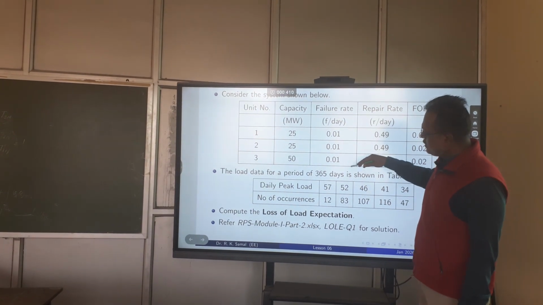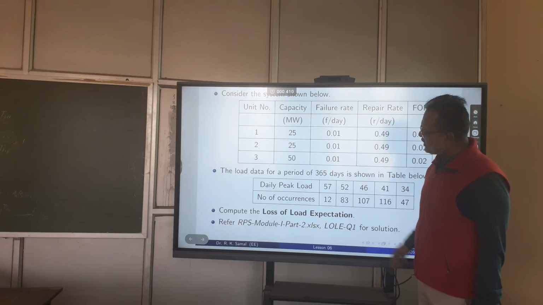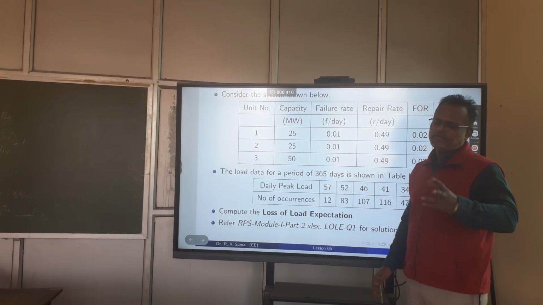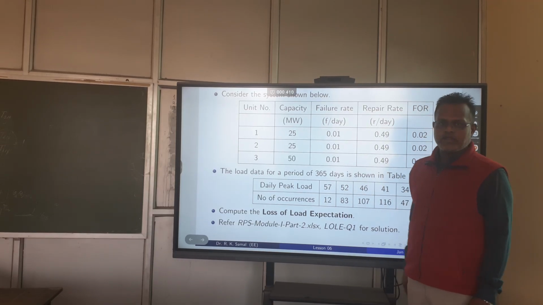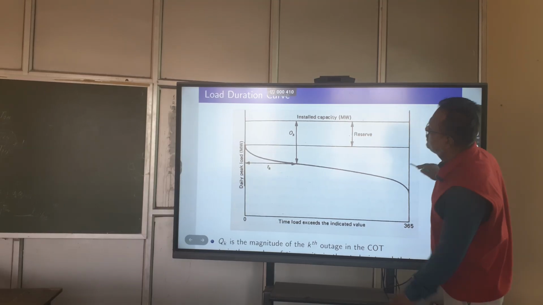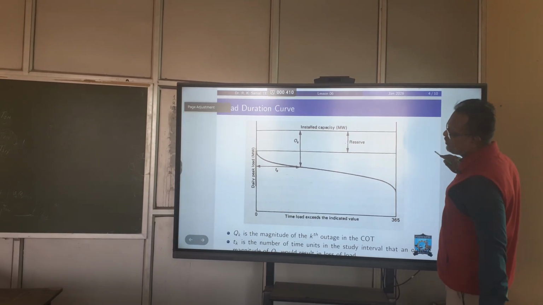We have evaluated the loss of load expectation for this daily peak load and number of occurrences, or you can say number of loads and number of occurrences, peak load. Now we will see the load duration curve. So what is a load duration curve?